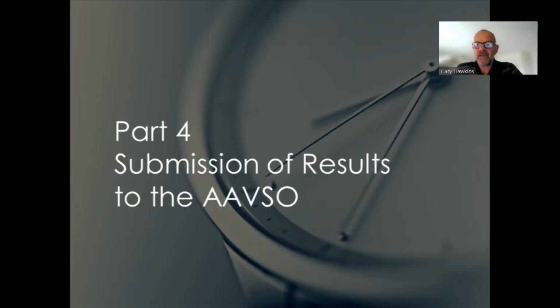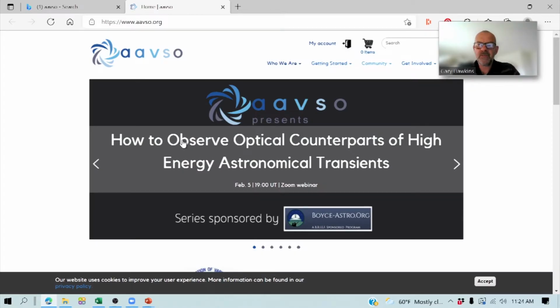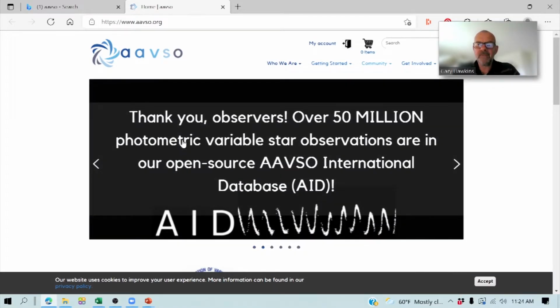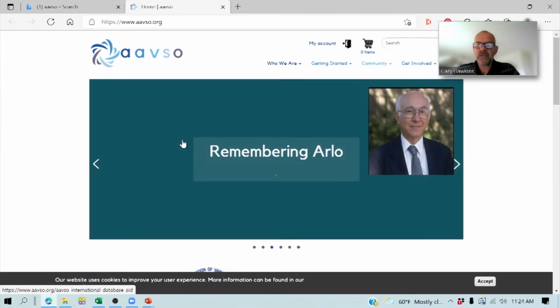In part 4 of this video, we're going to look at how you can submit your results for the photometry that you've undertaken. And we're going to be looking at how you submit it to the AAVSO, which is the American Association of Variable Star Observers. In order to submit results to the AAVSO website, you need to be both a member of the AAVSO and you also need to have applied for an observer code.